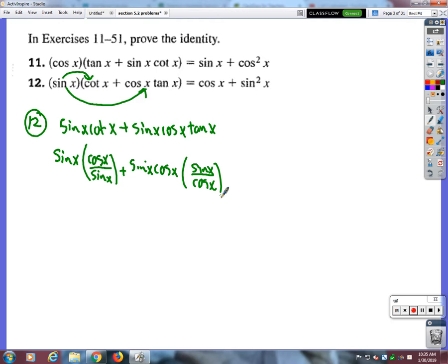Yep. I got a sine on top and a sine on the bottom, so those cancel. And then I got a cosine on the top and a cosine on the bottom, so those cancel. Sine times sine is sine squared. And so that's what I'm looking for. Great question. Sine squared is when you go sine times sine. 2 sine is if you go sine plus sine. Indigo, does that make sense? Okay.